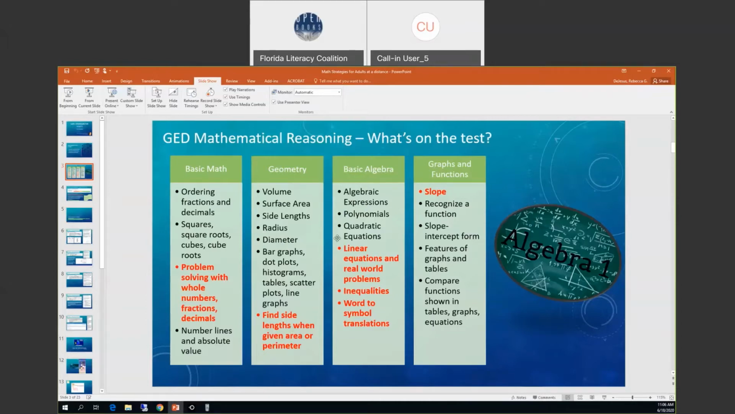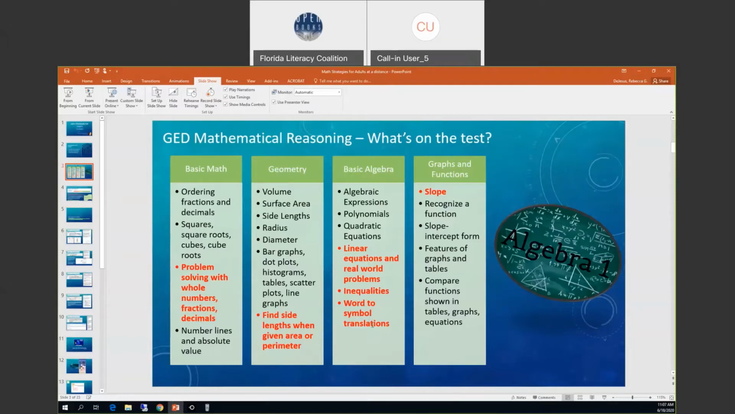In the basic algebra section, which I would say is one of the most important sections, there are linear equations and real world problems, inequalities, and word to symbol translations. I'm going to talk to you about what that looks like in the question area when we're looking at some of the specific types of questions. But equations, equations, equations. I can't drive that in enough.